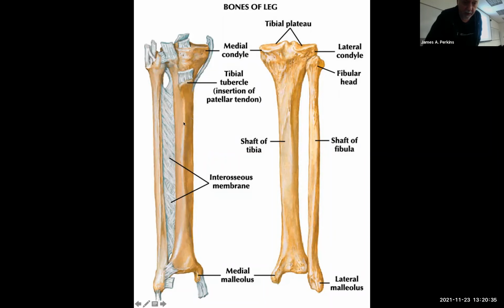Same thing if you look at the posterior surface, it's not exactly flat, but the posterior surface of the tibia is also relatively flat. What Netter is trying to get across here with the way he's painted the bone is that if you cut a cross section through the tibia, it's a triangle. The bone is triangular in cross section.